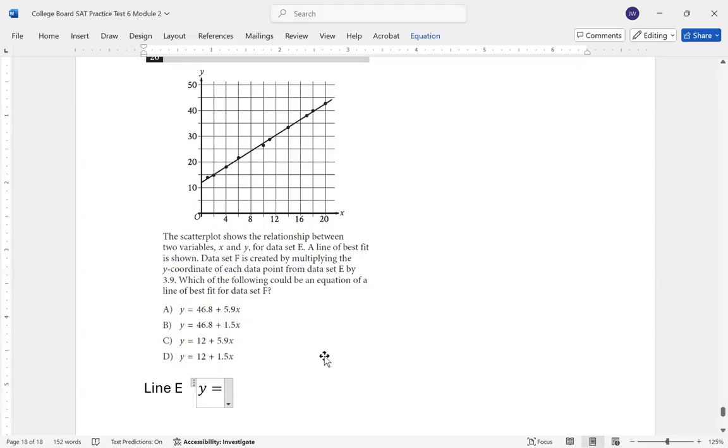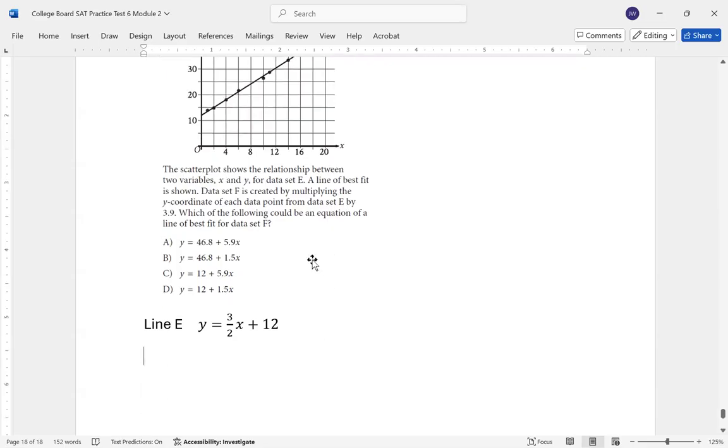That means that we have line E, which would be equal to y is equal to about 3 over 2 times x plus about 12. That would be line E. Now, data set F is created by multiplying the y coordinate of each data point, that's the output value of each data point, by 3.9.